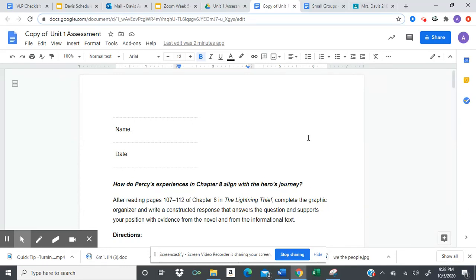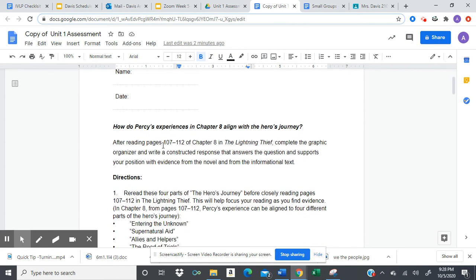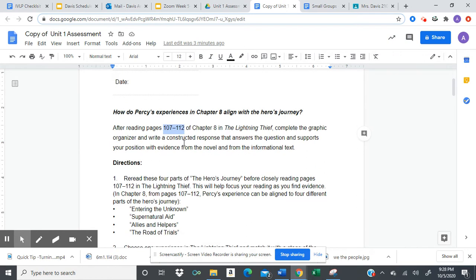I'm going to help you complete the Unit 1 assessment. So you're going to want to first have the Lightning Thief open to pages 107 to 112. This is in Chapter 8. You're going to want to reread these pages very closely. Remember what close readers do whenever they read.